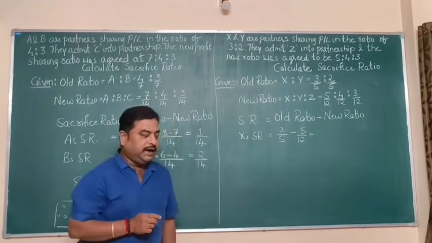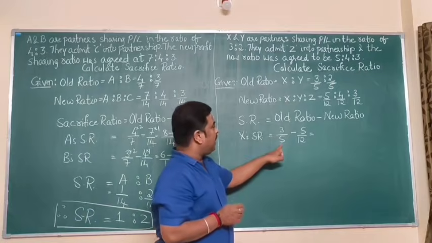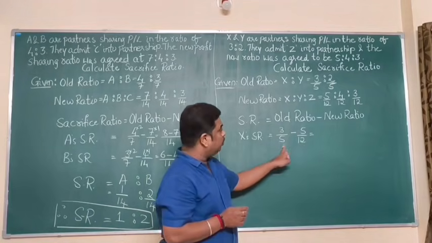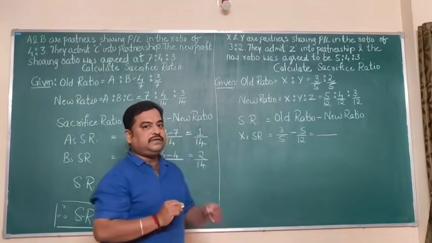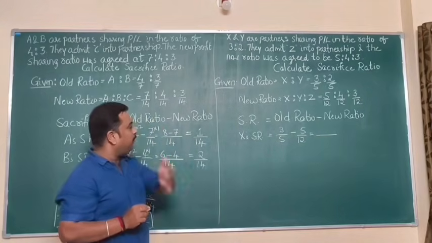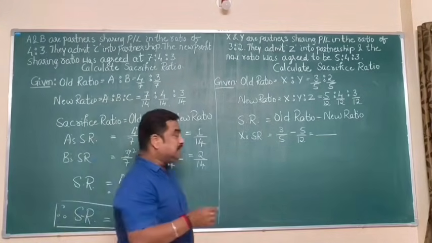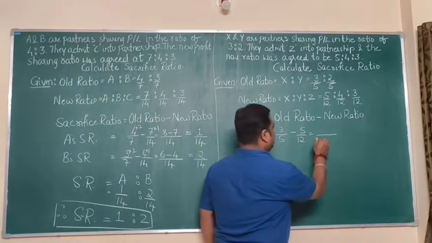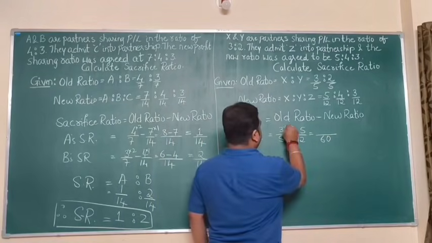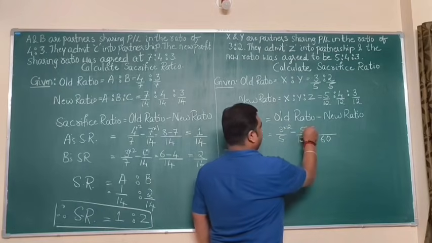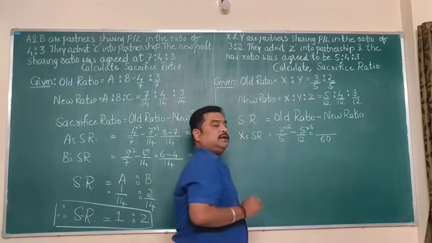Now if you observe here, what are the denominators you have? 5 and 12, which are two different ones. So you have to take a number which is divisible by 5 also and 12 also. I think it is 60. 5 12s are 60, 12 5s are 60, so 60 is the common LCM.